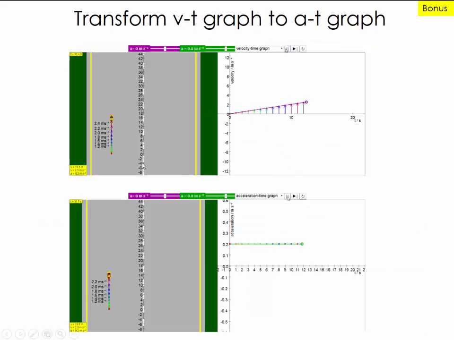Okay, so you can look at this again, right? How we transform a VT graph to an AT graph. So you can see the gradient here is constant, so acceleration is constant. Velocity gradient is positive, so acceleration is positive.